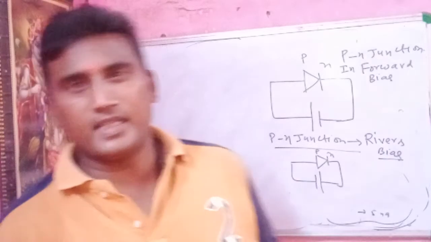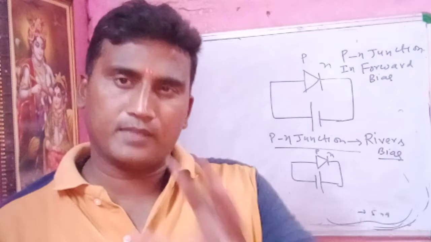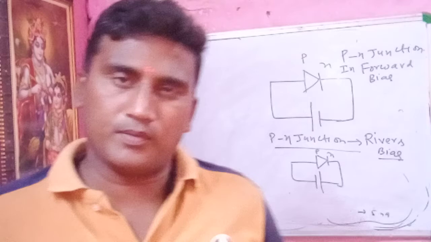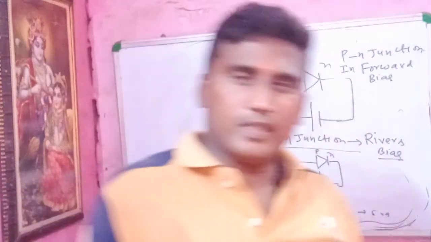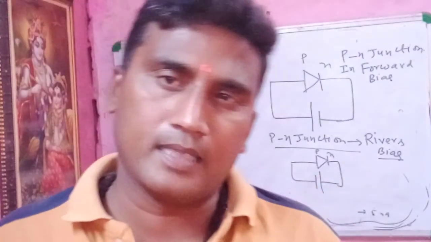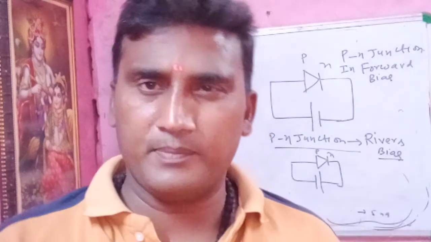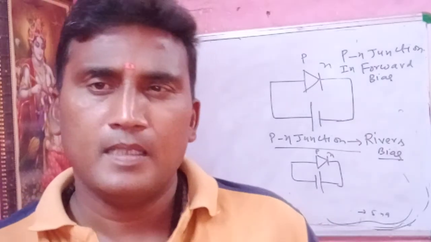Okay. What is the PN junction in forward and reverse bias? When the P type semiconductor is connected to the positive end of the battery, and the N type semiconductor is connected to the negative end of the battery or cell, that is known as a PN junction in forward bias. But what is reverse bias? When the P type semiconductor is connected to the negative end of the battery or cell, and the N type is connected to the positive end of the battery or cell, it is known as a PN junction in reverse bias.